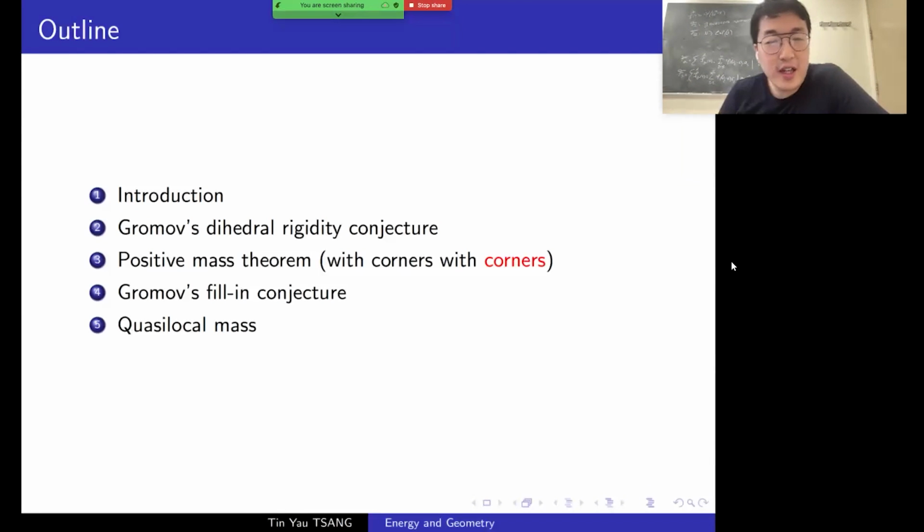Okay, so for today's outline, we have the introduction, and then we'll introduce Gromov's dihedral conjecture, and then we will talk about the positive mass theorem. If time allows, we will talk about Gromov's thinning conjecture, and if time really allows, I want to talk more about quasi-local mass as well.